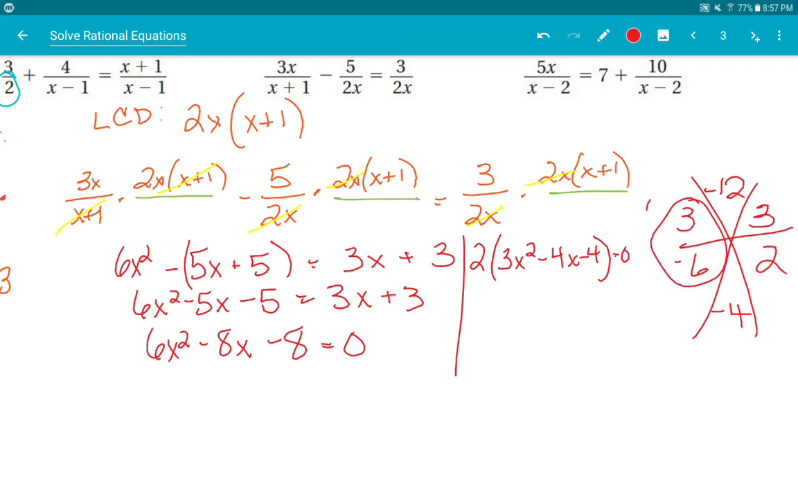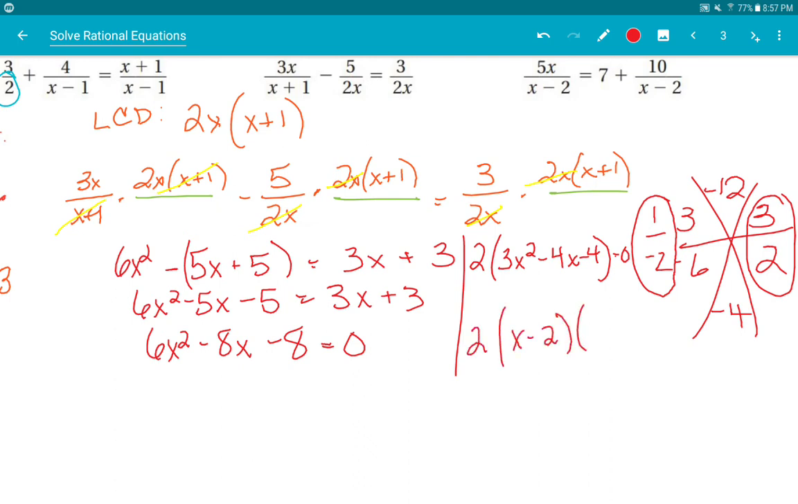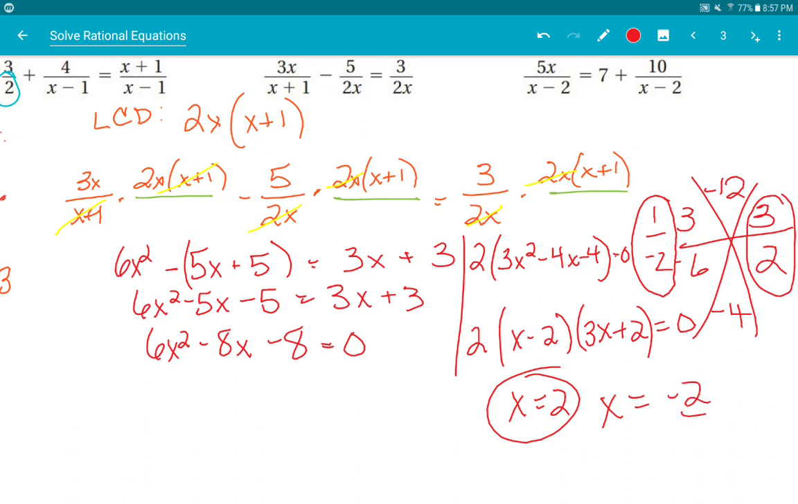This simplifies to 1 over negative 2. So 1 over negative 2 is going to be one factor, and this is our other factor. So we get 2 times x minus 2, 3x plus 2. So x is equal to 2, and x is equal to negative 2/3. All right, so those are our 2 solutions.